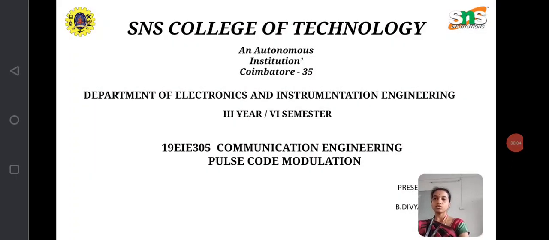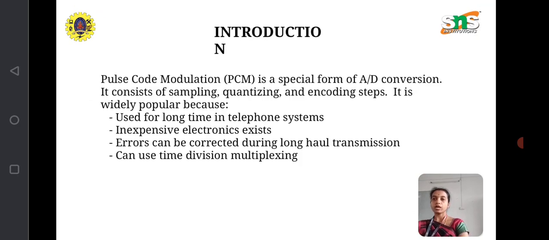In this video, we are going to see about pulse code modulator. Introduction. Pulse code modulator, that is PCM, is a special form of analog to digital converter. It consists of sampling, quantization and encoding steps.